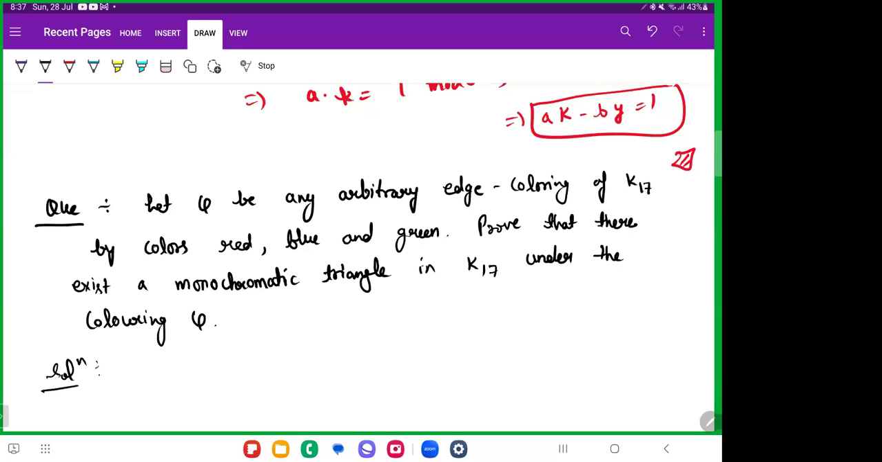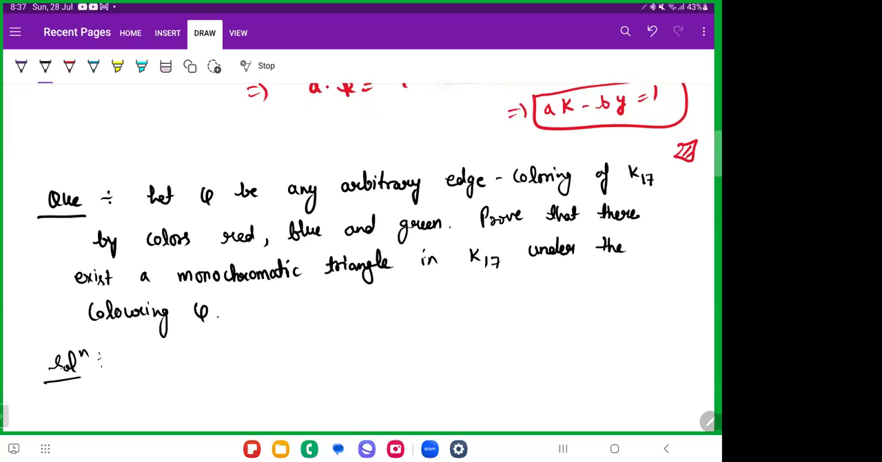This is saying that phi is any arbitrary edge coloring of K17. K17 means a complete 2-uniform graph on 17 vertices. We have been given three colors, red, blue, and green, and we need to color the graph K17. Prove that there exists a monochromatic triangle, that means there exists a triangle with the same color in K17 under the coloring phi. So this we need to show.